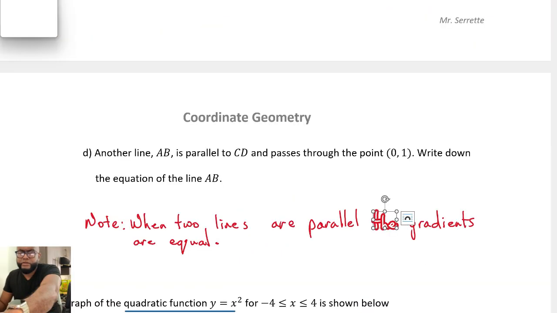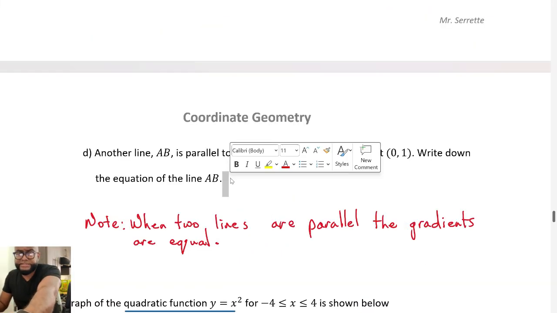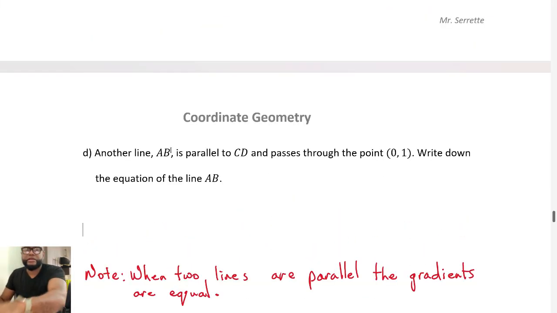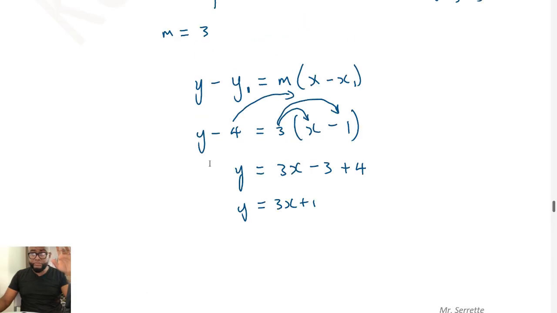All right, so let's read the question. Let's assess the question, right? Another line AB is parallel to CD. So I'm scrolling up to the little drawing I just did, right?